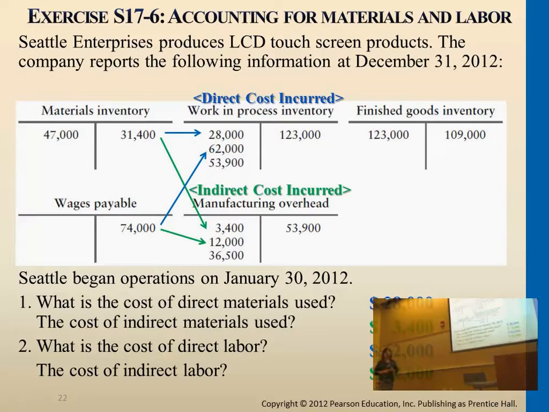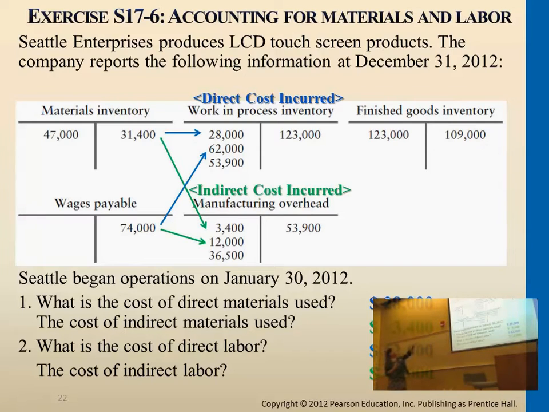Okay, what other information do you see in this problem? There's only 2 questions asked here because we only covered direct materials, direct labor. But just by looking at the middle 2 T accounts, what other information do you think you understand from this? Payable. Which one? Is it interest? 74,000 is wages payable, definitely is the labor cost that we just talked about, right?